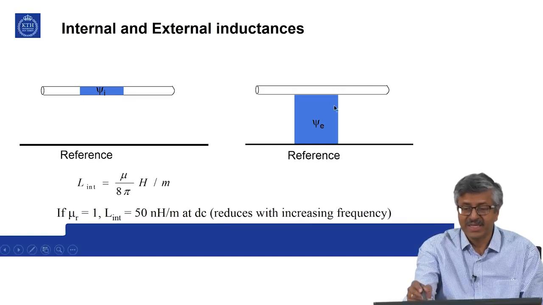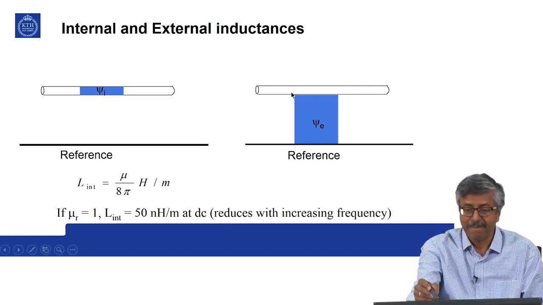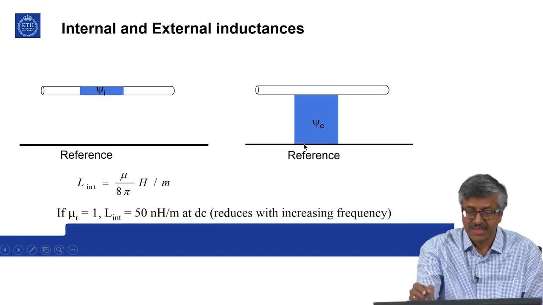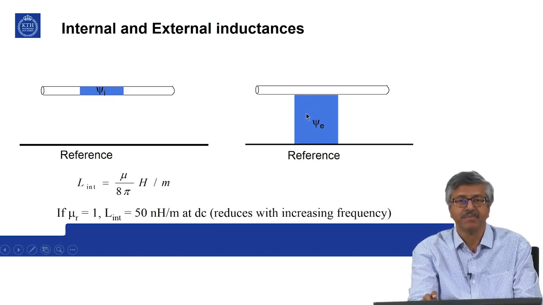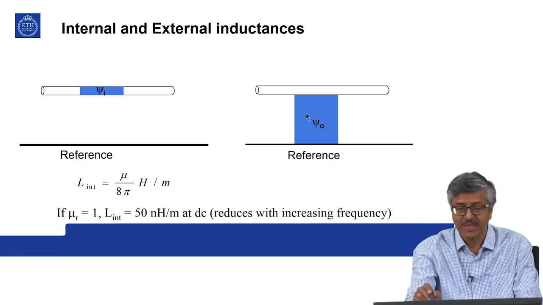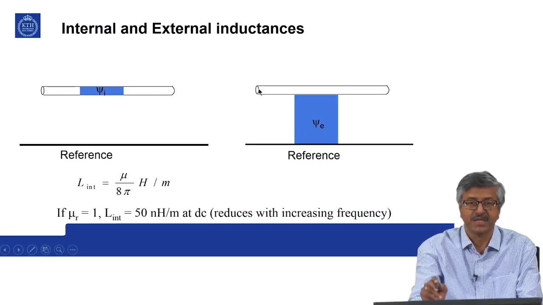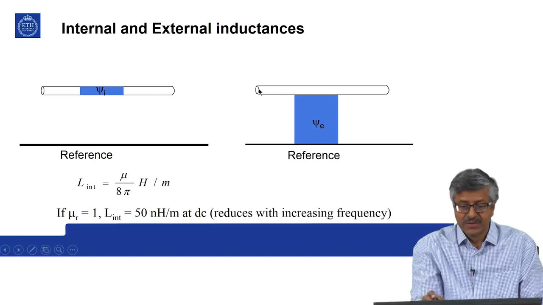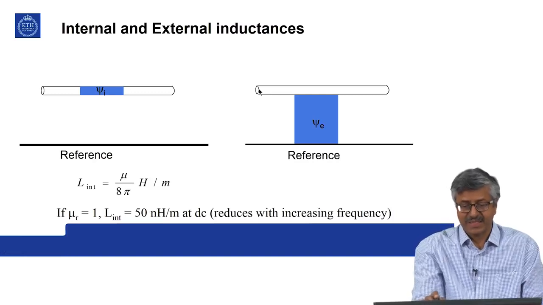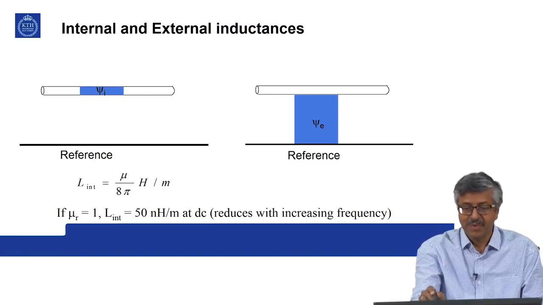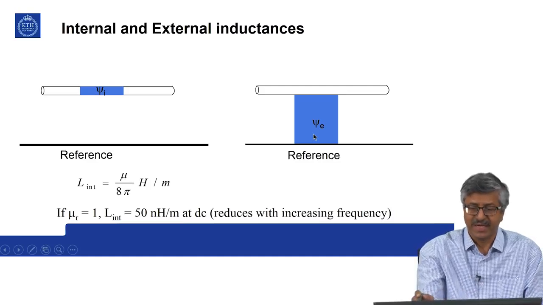External inductance is defined as the flux due to the current in this conductor linking with this return circuit or reference. So, this flux divided by the current, or rate of change of this flux divided by rate of change of this current. So, that is external inductance. This will be much larger compared to the internal inductance.